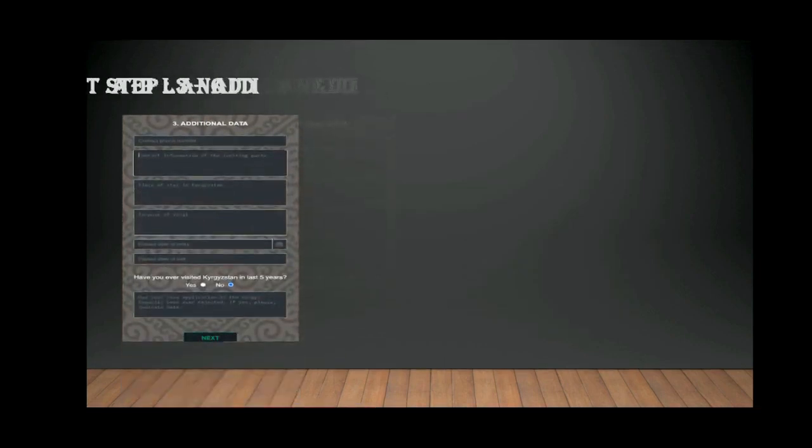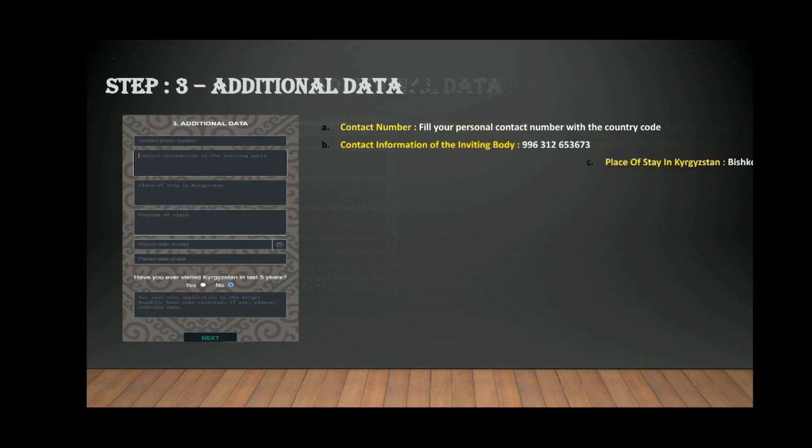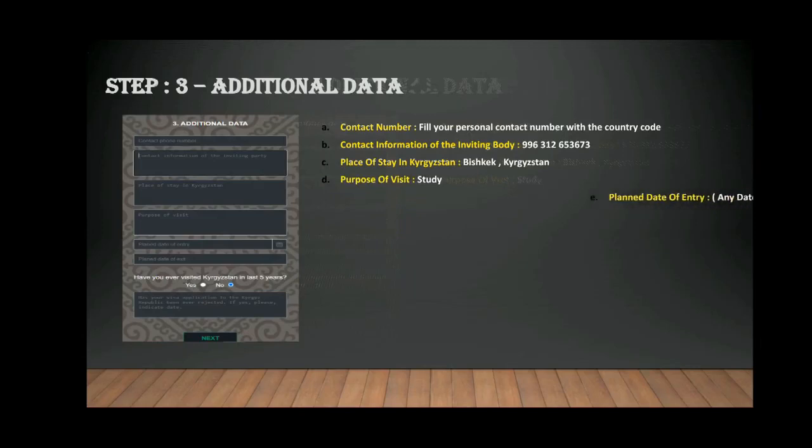Here you have to fill for the additional data which includes contact number. Fill your personal contact number with a country code. Contact information of an inviting body which is displayed on the screen. Place of stay in Kyrgyzstan. Purpose of visit which is study. Planned date of entry which can be any date in the September 2020. Planned date of exit which can be any date in June or July 2021.